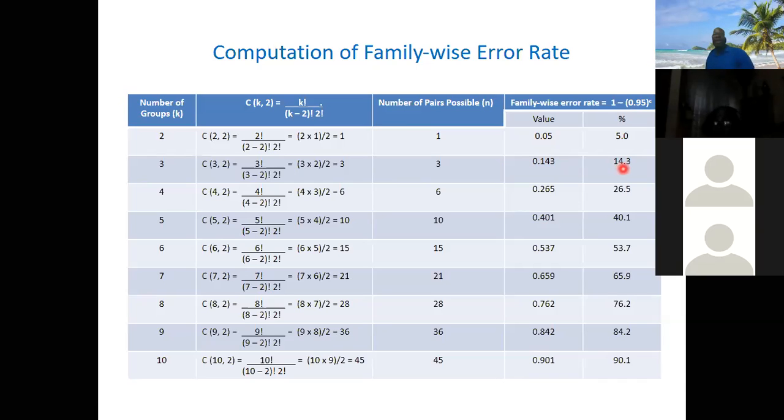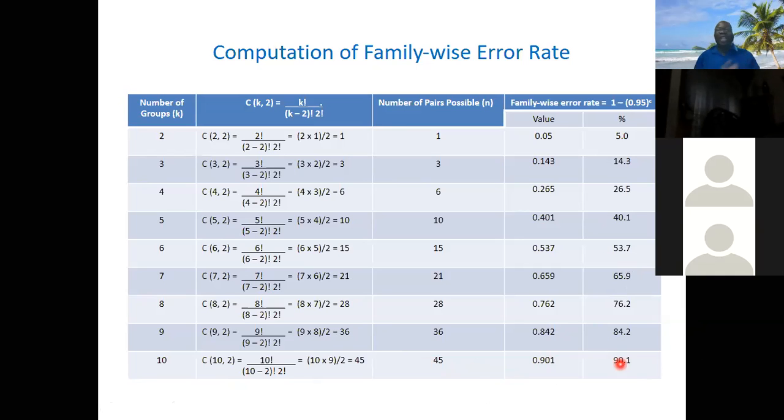Can you see? If it is 4 groups you are dealing with, so you are carrying out 6 tests, it will jack up to 26.5%. If you apply this formula to it. If it is 5 groups, you are carrying out 10 tests, it will jack up to 40.1%. If it is 15 tests you carry out, it is 53. Can you imagine? If it is eventually 45 tests you carry out, maybe there are 10 groups, in fact, your error is 90.1%.